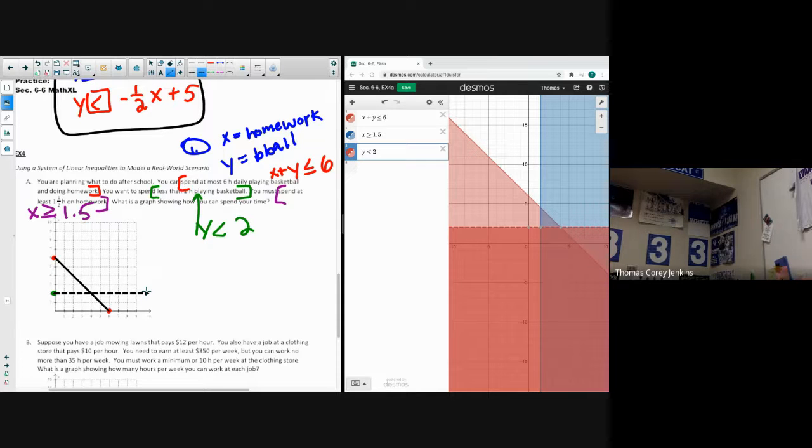All right, and then the last one is going to be this one right here, the blue one. It looks like it goes through (1.5, 0) and is vertical. It's also solid. So it's a vertical solid line that goes through (1.5, 0).